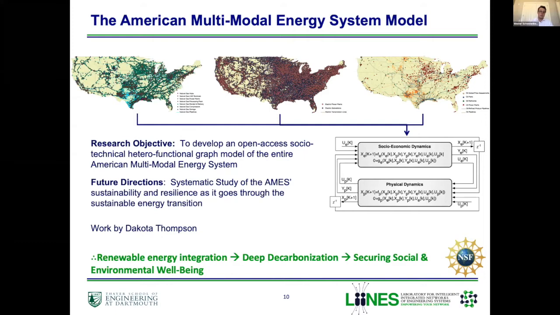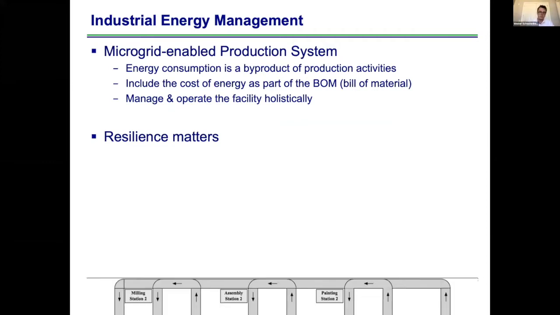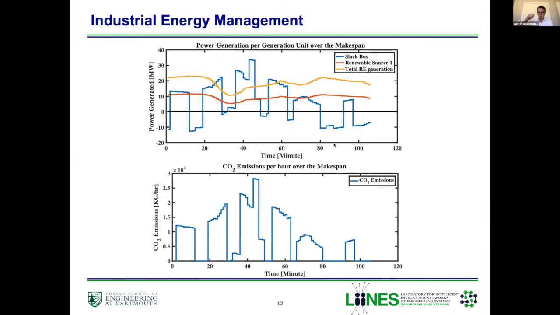We do a lot of this work, and it's all static, right? We look at the structure of a system and we see where the weaknesses are. But what we can also do is impose dynamics on those systems. This I've done for industrial energy management, and I've specifically applied it to a microgrid-enabled production system. It looks something like this. We have a factory floor with a couple of machines that machine a bird feeder, and I've coupled a microgrid to that with renewable energy. With heterofunctional graph theory, I was able to model that system and get some really interesting results.